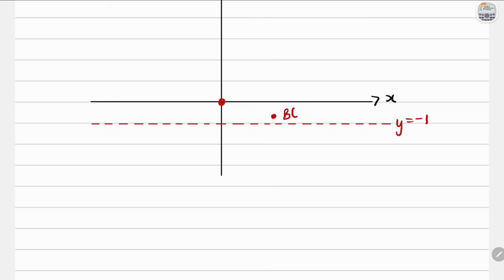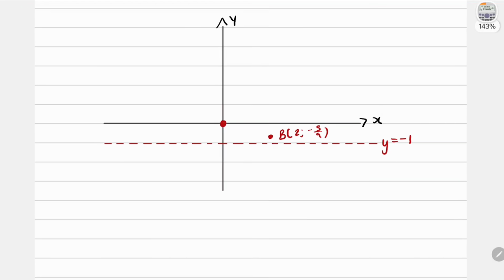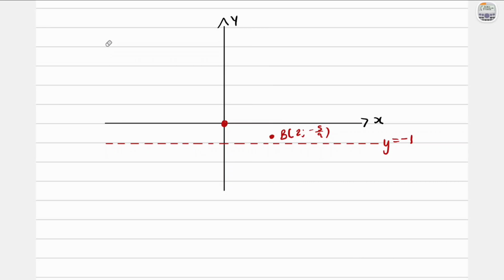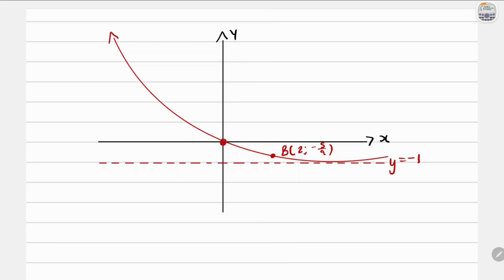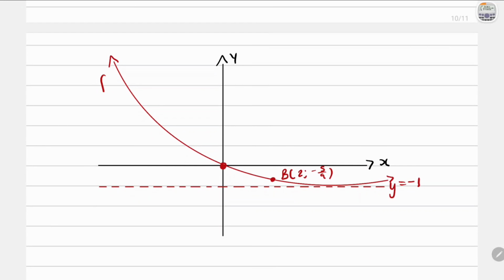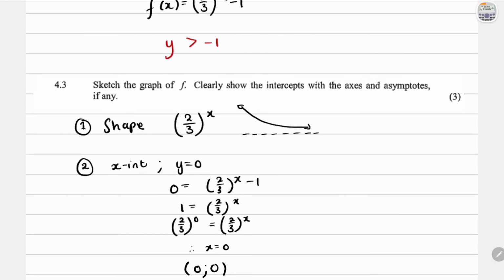And of course, put the points down. So 2 and -5 over 9. And then you have to draw your graph. Remember that your graph is a decreasing function. We saw that. So it's going to go up like this and then down and connect and move like that, but never touch the asymptote. Okay, so there we go. That is our graph of f. And we can just call it f. And there we go. That is done.